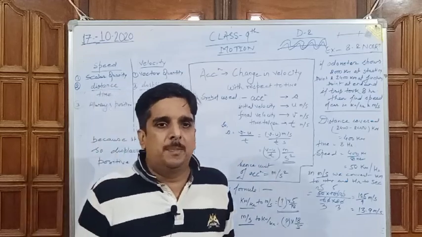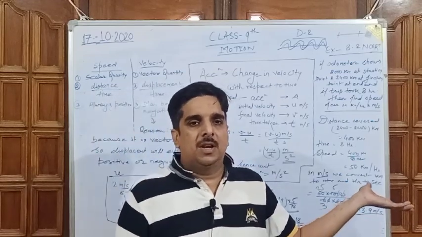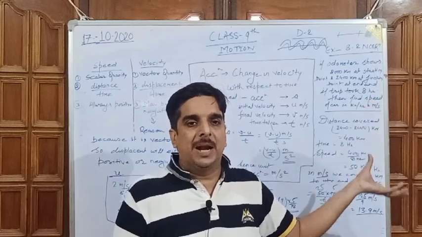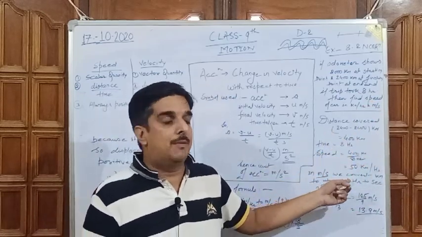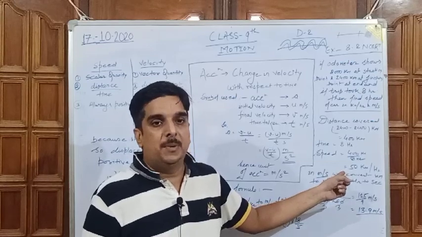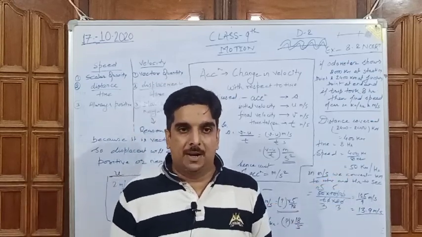Now speed is nothing but just equal to distance by time. So distance will be 400 kilometer and time will be 8 hours. So the speed is equal to 50 kilometer per hour.